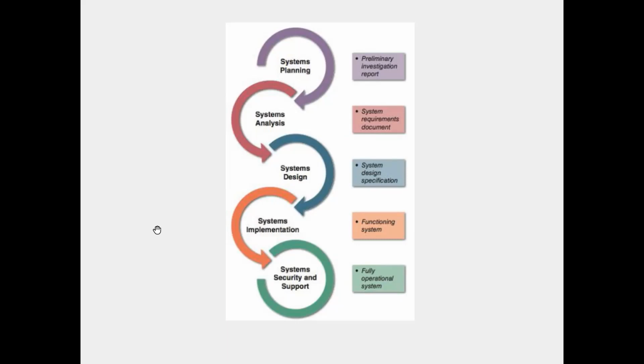Now, once you have the functioning system, the next stage would be the support and security aspect of it, which means once you develop the system and deploy it, you have to maintain it, right? So the outcome of the last stage will be the fully operational system, which is the system in operation, right? So these are the 5 phases if you select the system development life cycle.